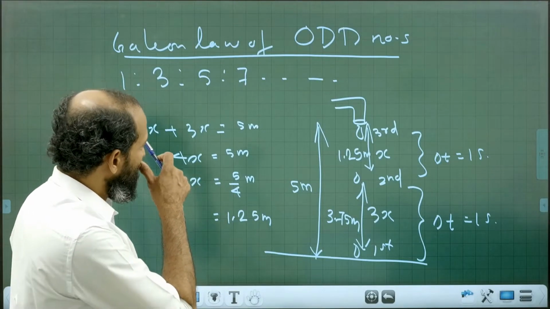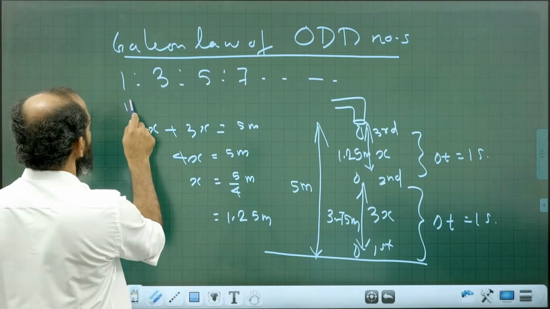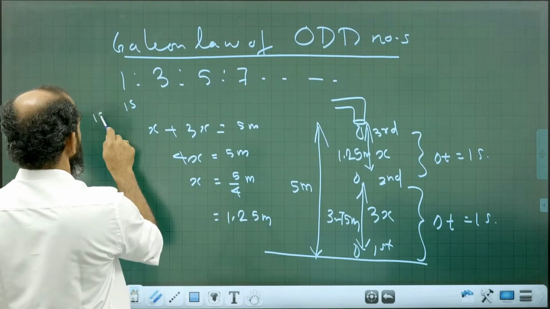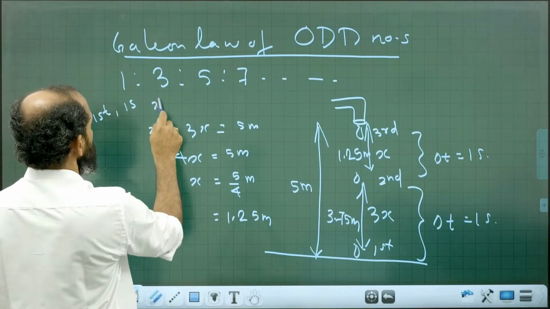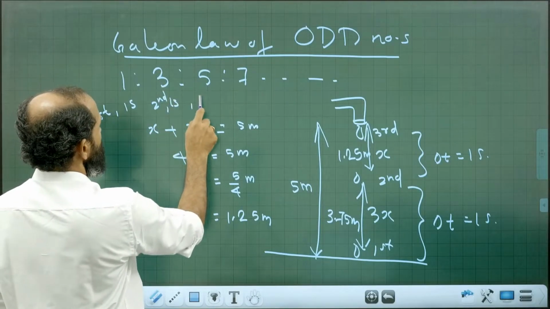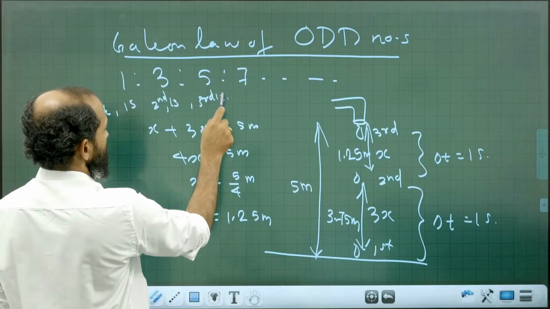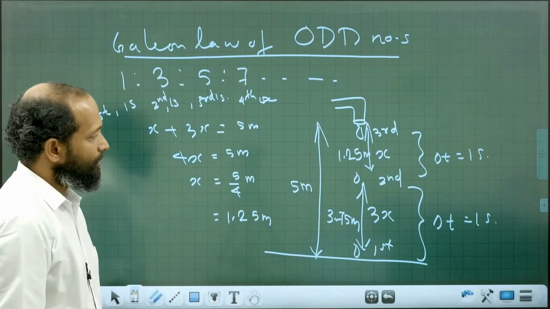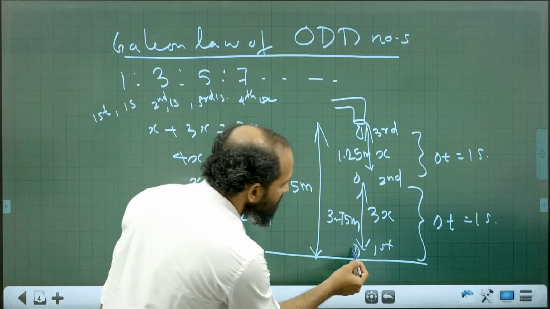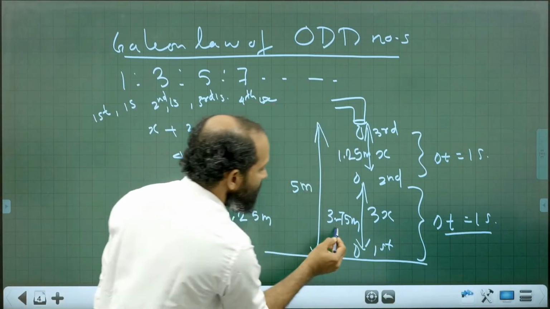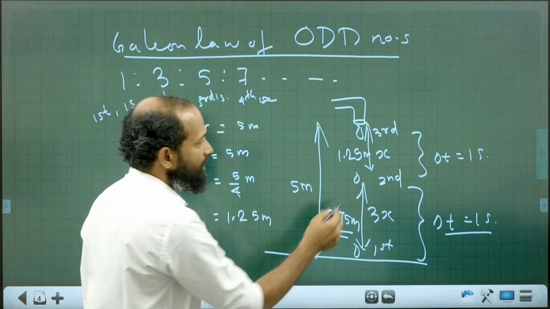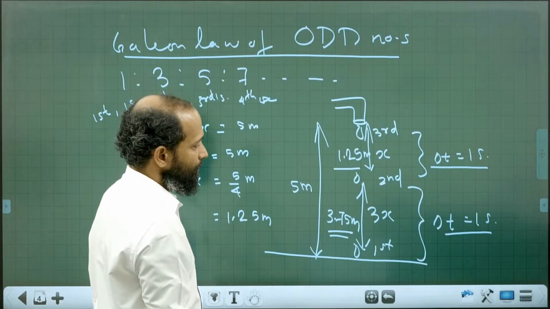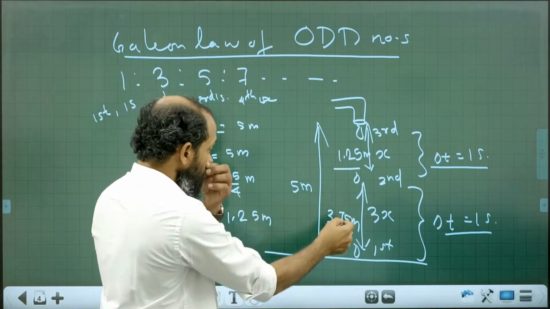Then this is the distance traveled in the first 1 second. This is the second 1 second. This is the third 1 second. And this is the fourth 1 second. So what is the distance traveled in the second 1 second? 3.75. What is the distance traveled in the first 1 second? 1.25. What is the difference between these two?